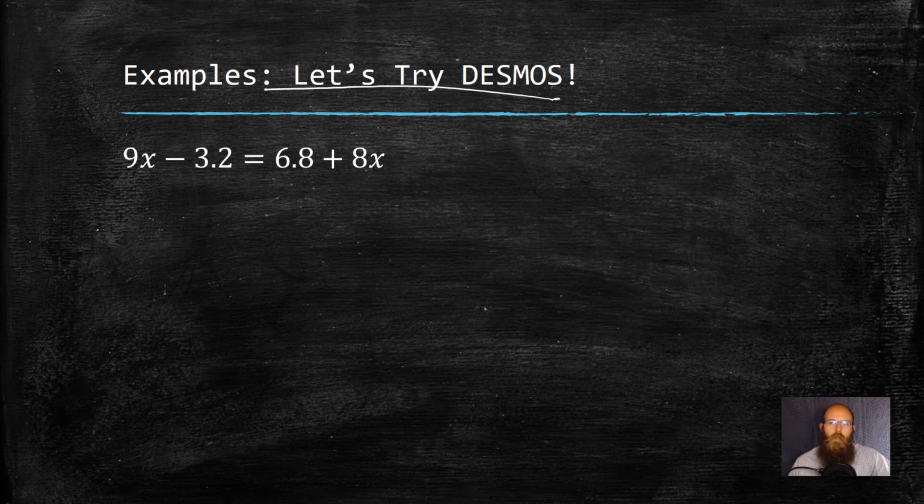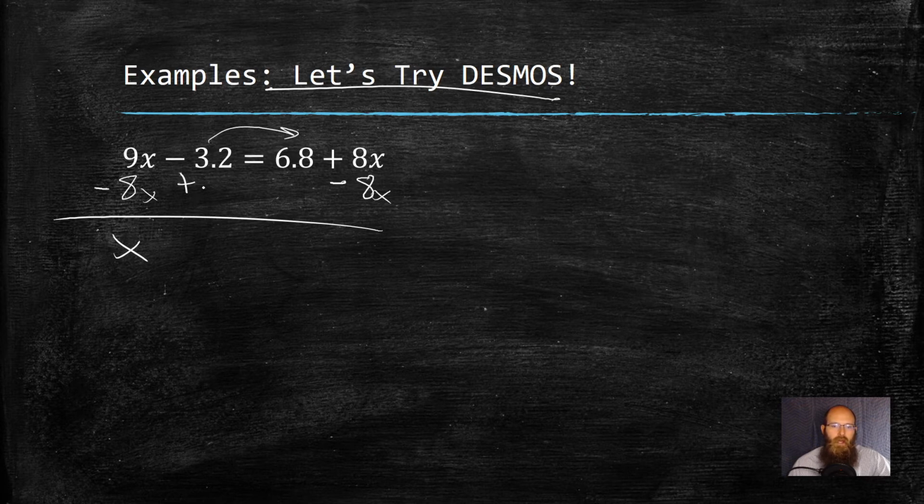Ooh, let's try Desmos. I'm going to do this the long way, then we're going to show you the shortcut. And you can actually do that with all of these problems in this whole video. So I'm going to move my 8x's over to the left. So I'm going to subtract 8x's. And 9x minus 8x gets me x. And then I have to get this negative 3.2. I have to move it over to the right side. So I'm going to have to add 3.2 to both sides.